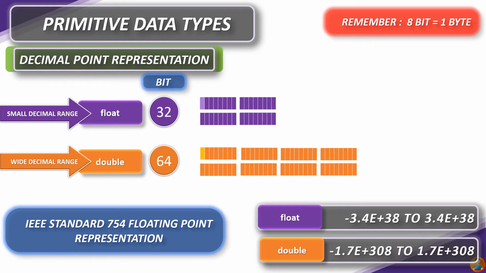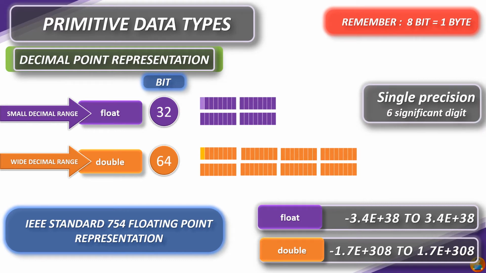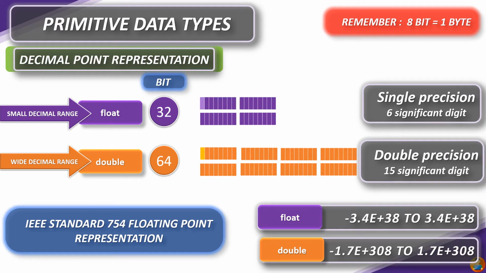The difference between these data types is: float calculates the value up to 6 significant digits. Double calculates the value up to 15 significant digits, as it includes double precision.